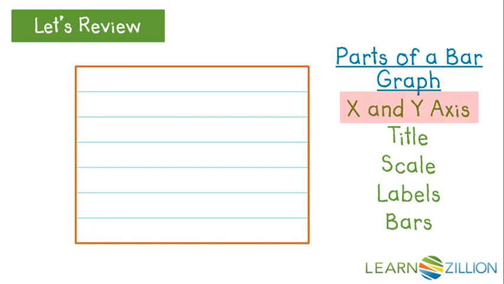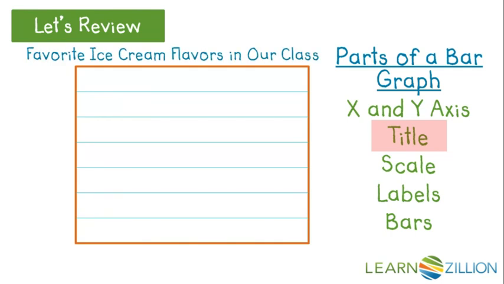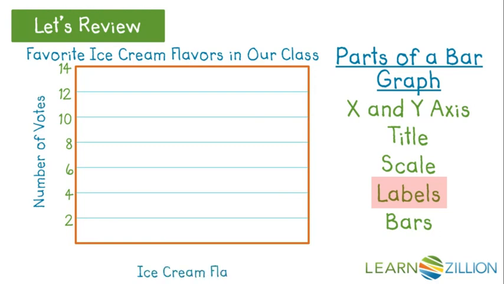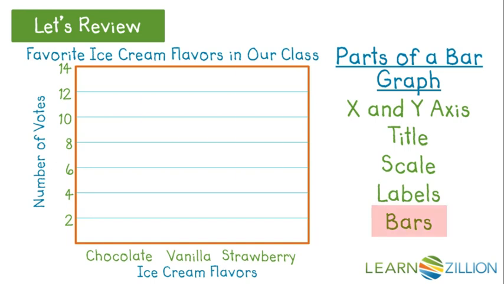A vertical and horizontal line, also known as the X and Y axes. A title that gives a quick overview of the information shown. A scale that can count up in a number of different increments. Labels to help you understand the graph. And finally, bars that represent the data collected.